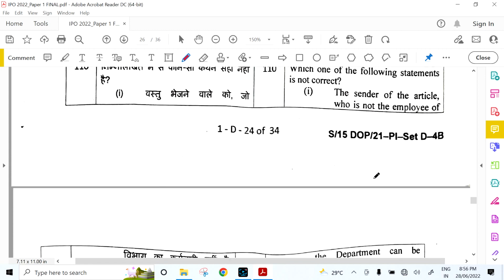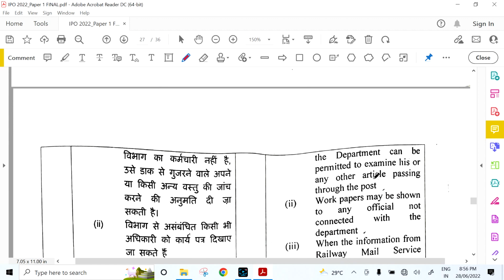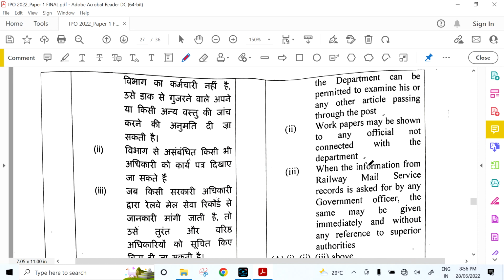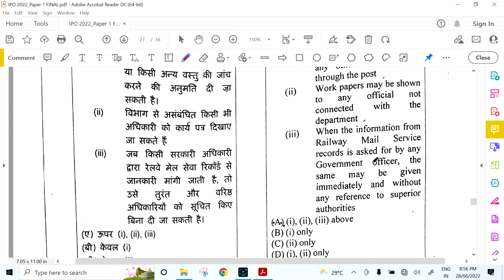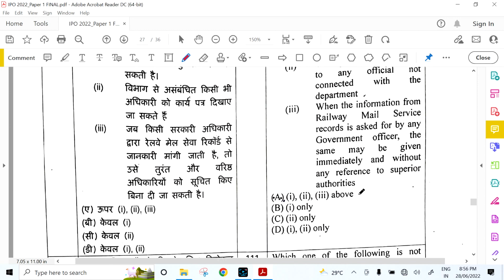Which of the following statements is not correct? The sender of an article who is not employee of the department can be permitted to examine his or any other article passing through the post. Work papers may be shown to any official not connected with the department. When the information from RMS records is asked for by any government officer, the same may be given immediately and without any reference to superior authorities. The answer is 1 and 2 and 3 above.